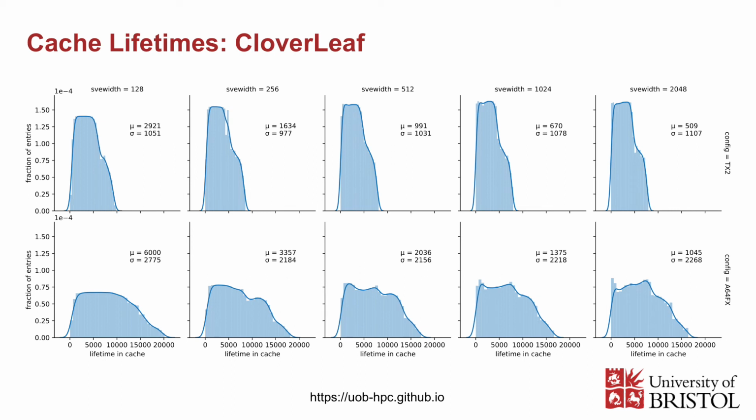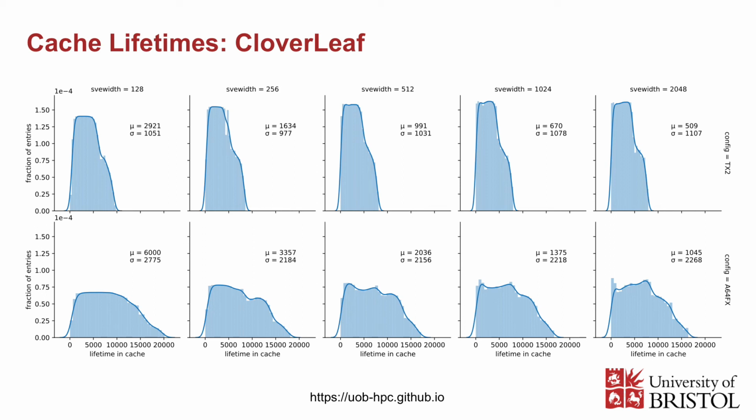These graphs show normalized histograms of the cache lifetimes for CloverLeaf. Each column corresponds to an SVE vector width, and each row is one of the cache configurations. The x-axis of each histogram gives the number of cycles spent in cache, and a taller bar means that more of the lines loaded had lifetimes that fall into that bin. The more shifted to the right the curve is, the more reuse was achieved.